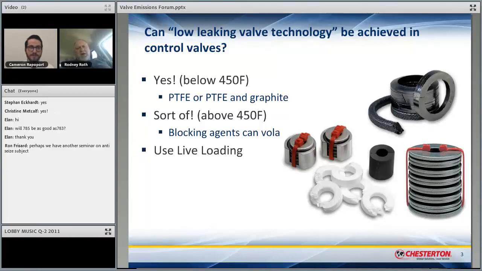The EPA would allow them to put that on a difficult to monitor list, or unsafe to monitor list, and we would never need it to be low E anyway. All right.